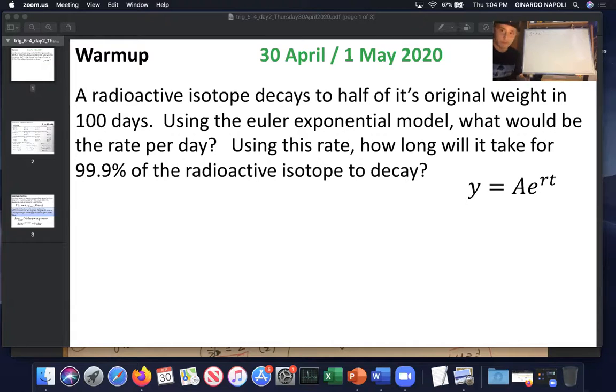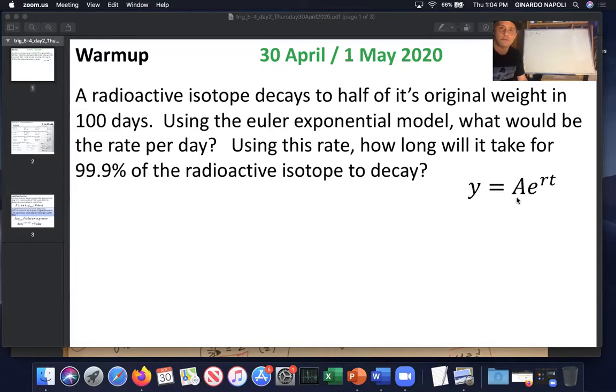So this problem is one in which we're going to use the Euler's growth model, the E. And again, the special thing about E is it enables us to put the rate in with the exponent. So that's very helpful. And after we do this warm-up, I'll explain where the number E comes from. Okay, I'm going to do that today.